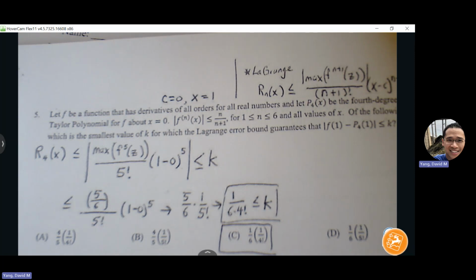Where's the 5, 6? Good, the 5, 6. So we know that the nth derivative is going to be less than n over n plus 1. So this is our maximum bound that we can use. So if I want to find the maximum value of the fifth derivative, we just have to plug in 5 for n here. And because I want to do the first unused term, I want to use 5. So it'll be 5 over 6.